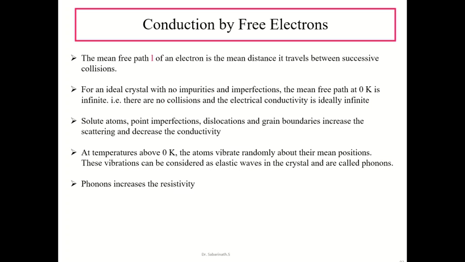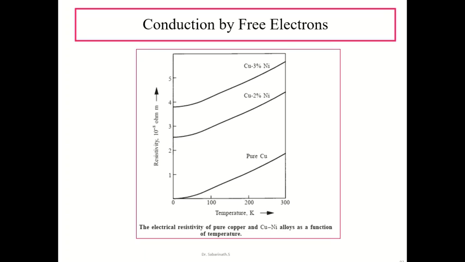So these phonons increase the resistivity. In this figure, the electrical resistivity of pure copper with low density of imperfections is shown. The variation is cubic at low temperature and it changes to linear at high temperatures. Here if nickel is introduced, the resistivity will be higher than that of pure copper. The increase in resistivity is proportional to the amount of nickel added.